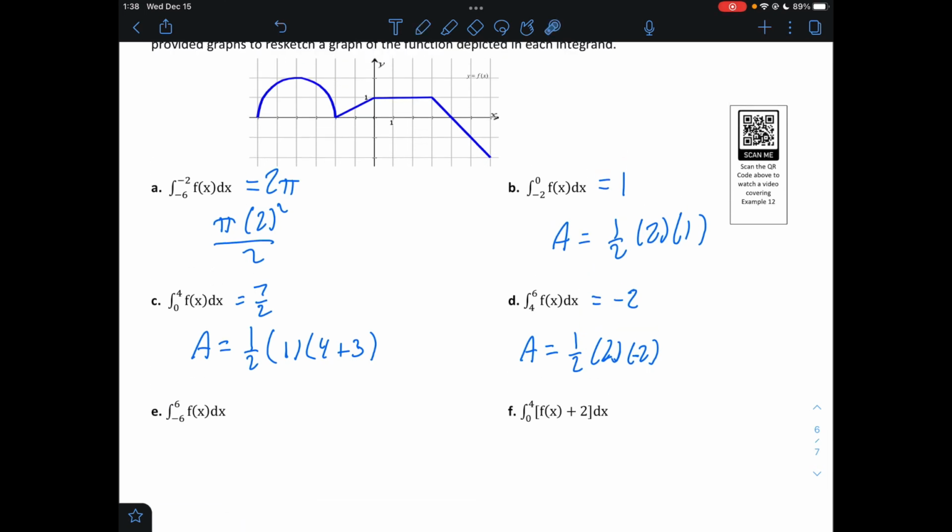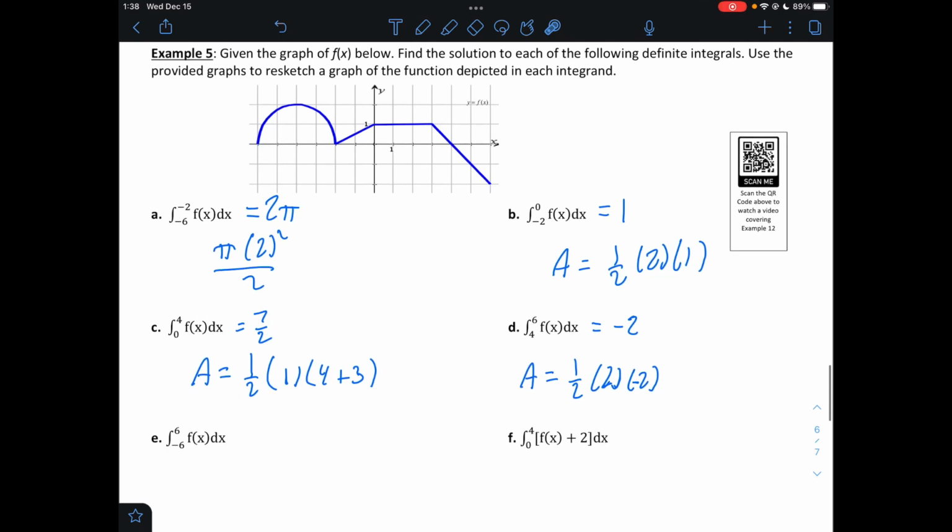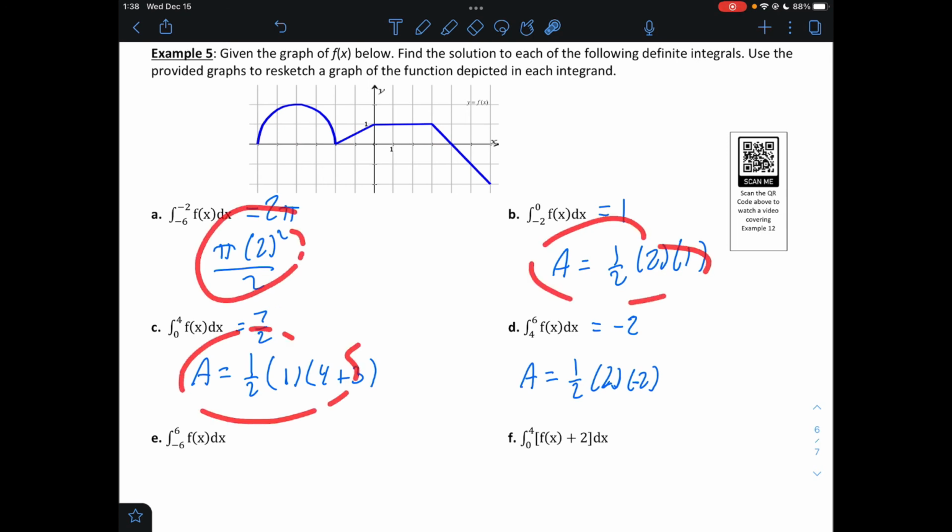Letter E, from negative 6 to 6. Now there's a special way of doing this that we haven't technically learned yet, but we're going to learn it very soon. But let's talk about it now. Basically, since this is not one special shape, what we're going to do is add up this shape plus this shape plus this shape plus this shape. And we've already found those 4 integrals right here.